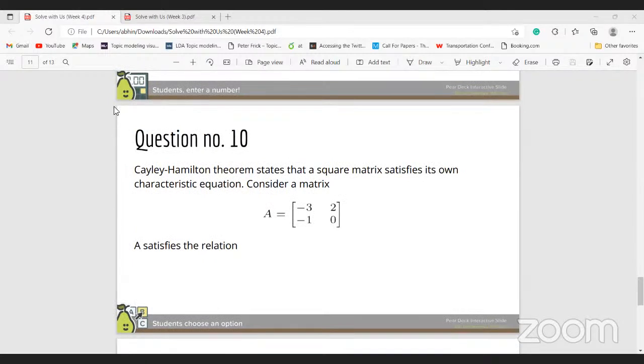I think this is the last question of the session, and this question is just for information's sake. It has nothing to do with the exam and all. But it's a very important property that should be remembered. Solve it, and then we are done for the day.